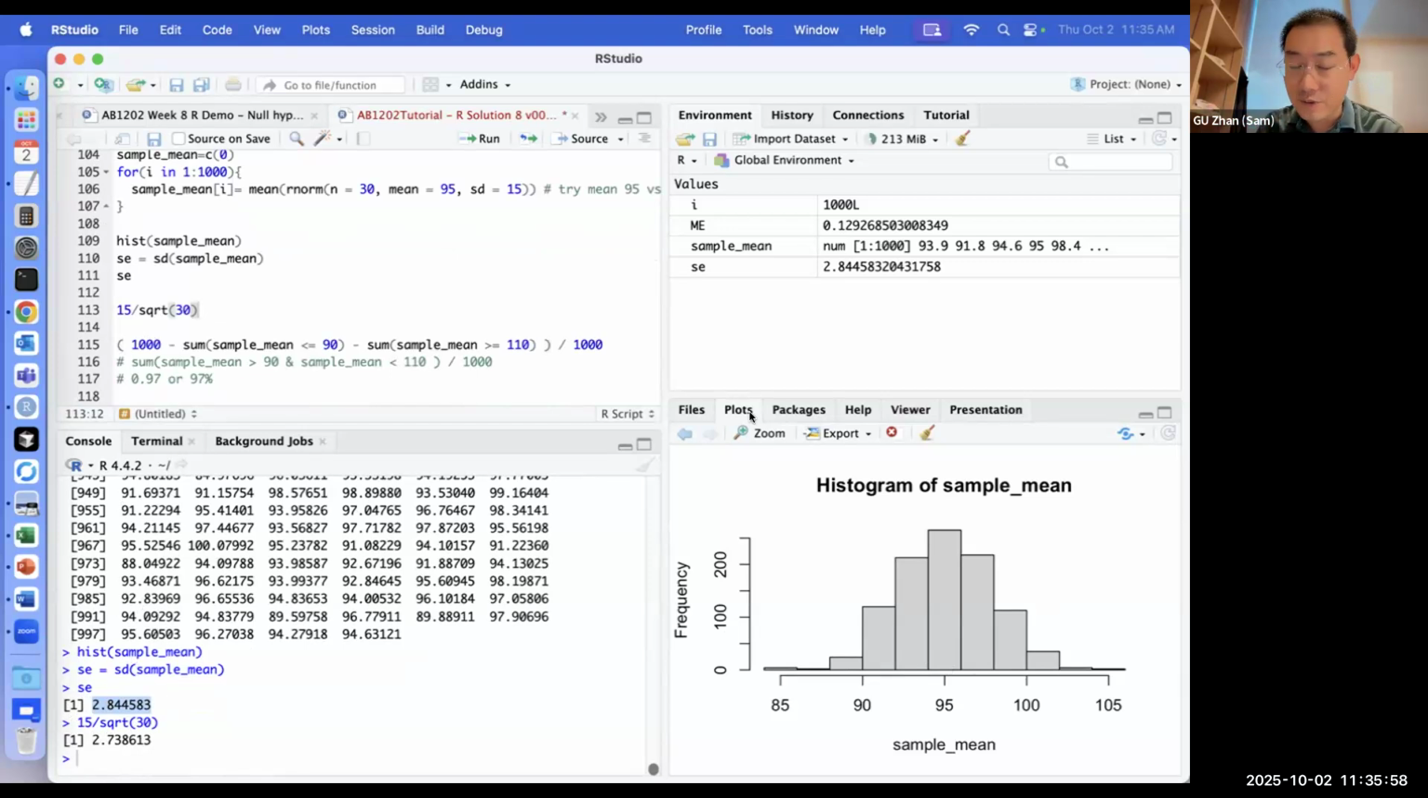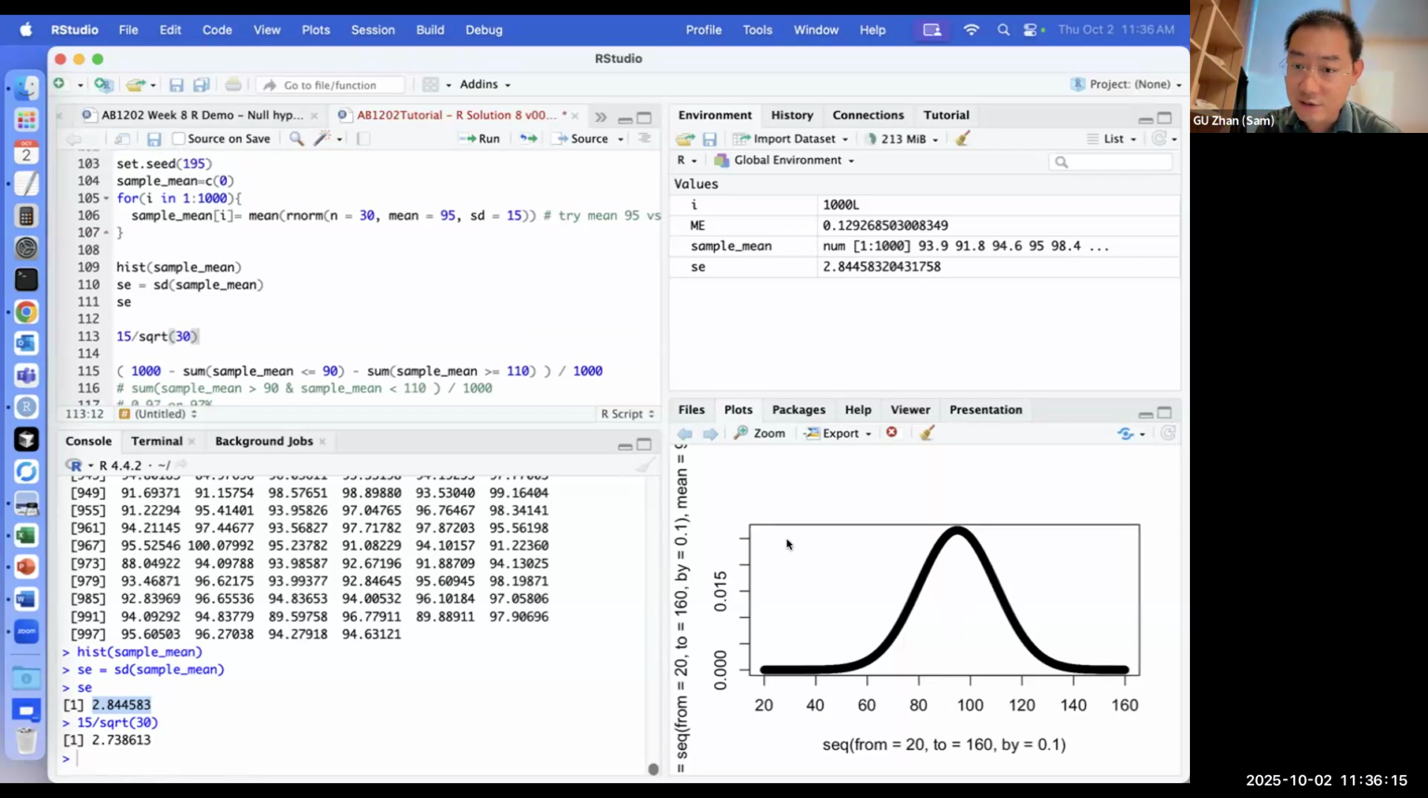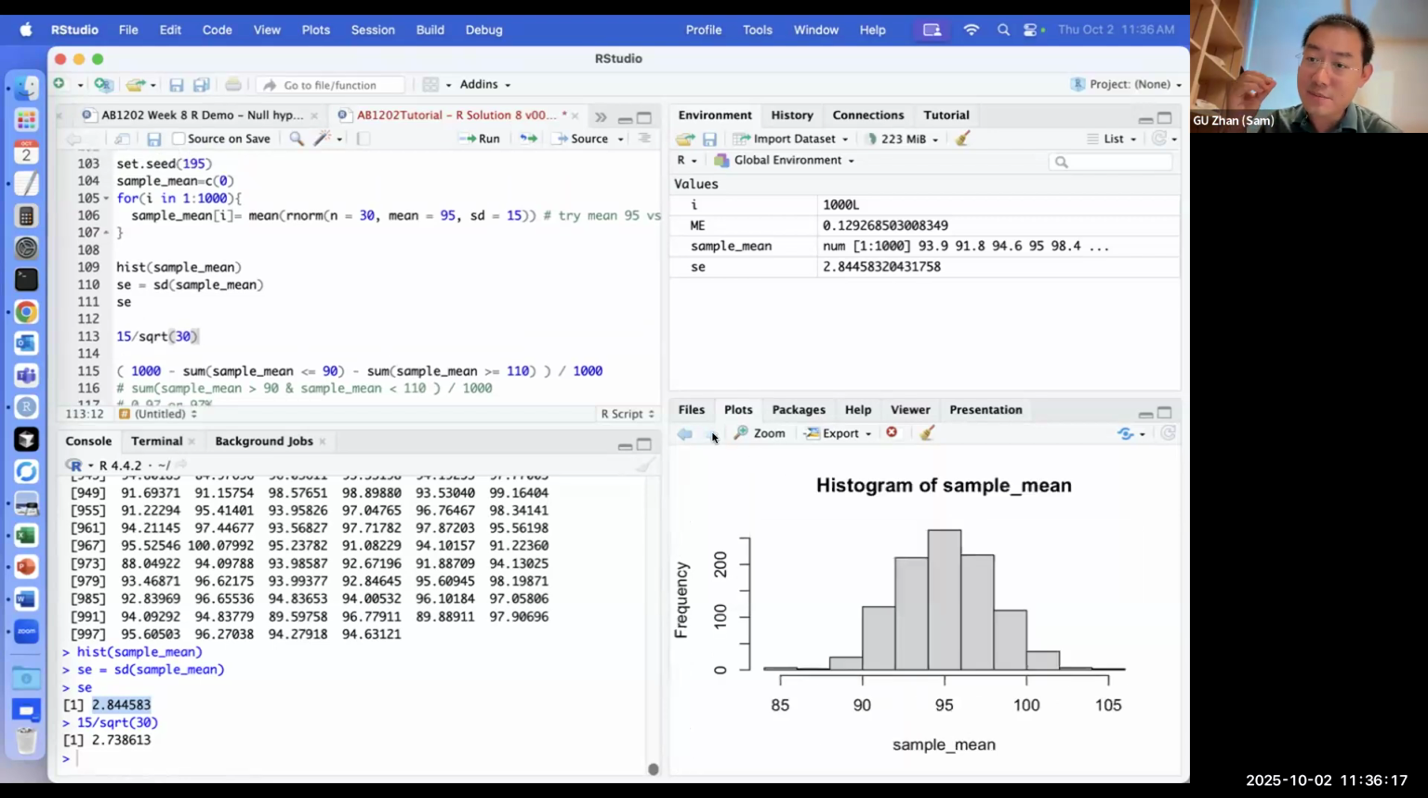So again, this is the review. Earlier you are seeing this is your population distribution. Mean 95, standard deviation of this population distribution, sigma, is 15. It's 15 we define here. Then now the sampling distribution, the standard error will be 15 divided by the square root of sample size. And we verify it is correct.